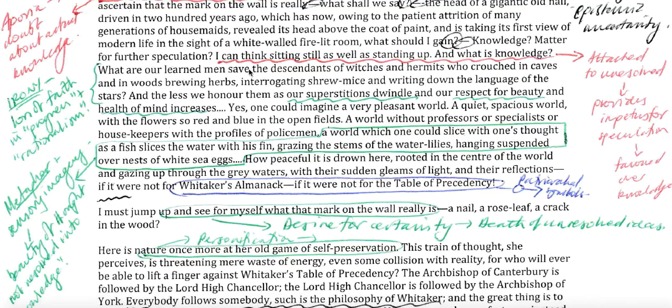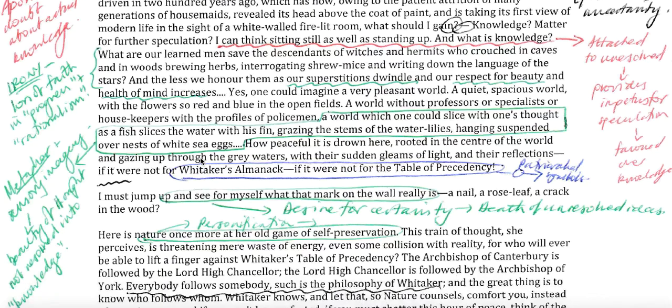What are our learned men, save the descendants of witches and hermits who crouched in caves and in woods brewing herbs, interrogating shrew mice and writing down the language of the stars? There's a huge sense of irony here about the people that supposedly are in charge of constructing and communicating knowledge. And the irony here is a total loss of faith in progress and rationalism.